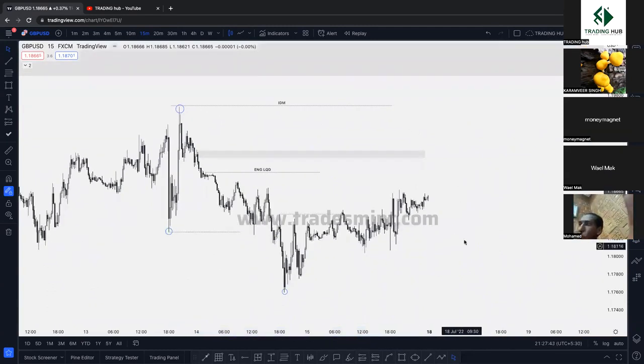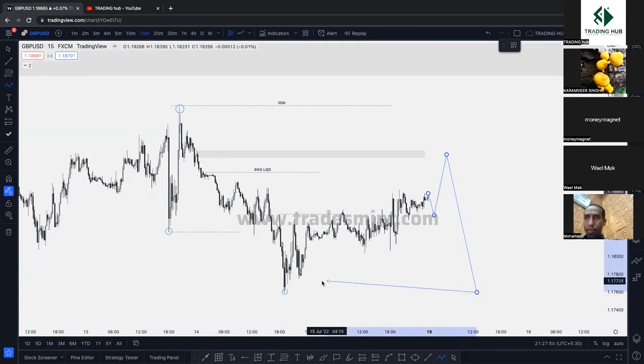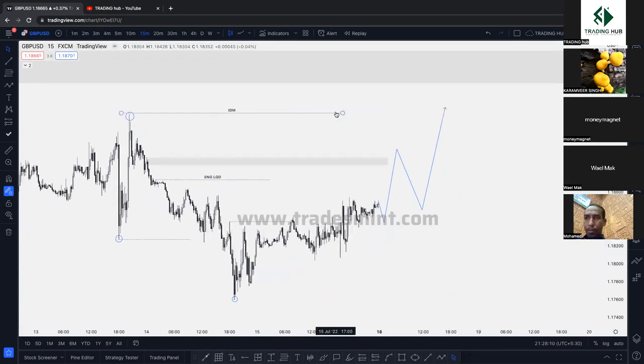Okay, if market takes out, taps here and shows some reaction, then you have to sell till this zone. Okay, if market fails at this level, then there is a very high chance market takes out this high. Then we can see some push downside because this is our 4-hour inducement.